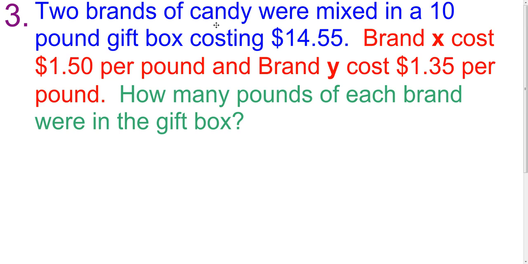Okay, so we're just going to define our variables here. First of all, we're going to say X is how many pounds of brand X that you have. And we'll say Y is how many pounds of brand Y that you have.